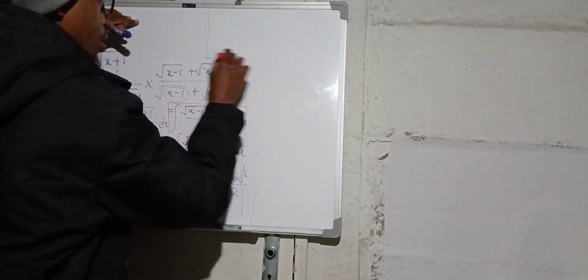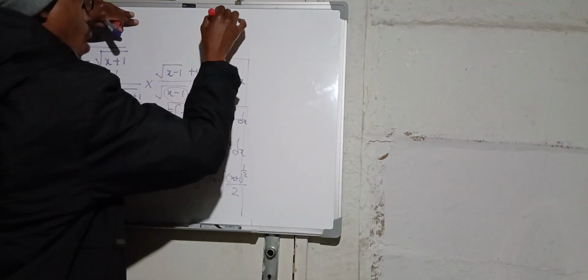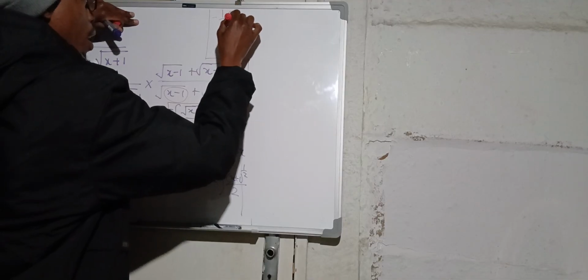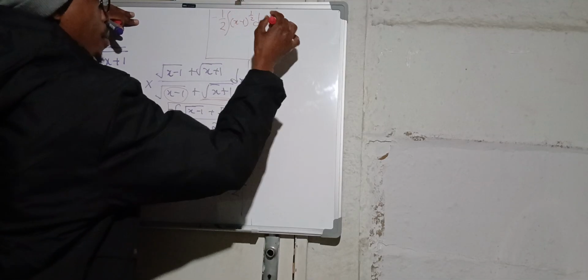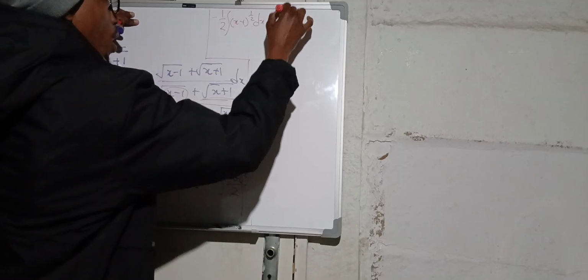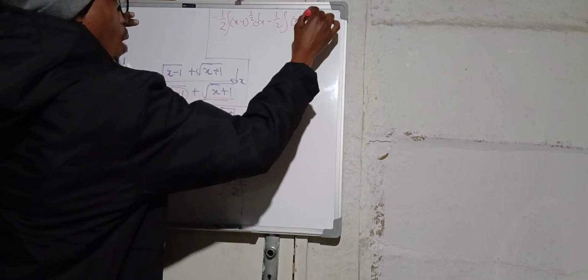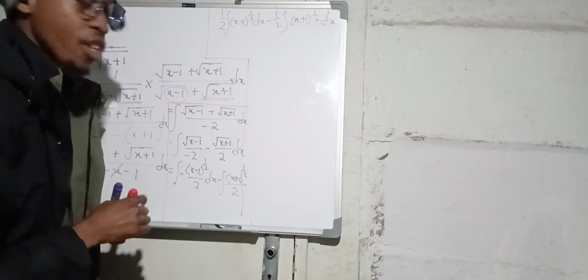Can just do it this way. I know it's going to be shortened as we go further. Negative 1 over 2 integral of (x minus 1) to the power of 1 over 2 dx. Similarly, here I'm going to say minus 1 over 2 integral of (x plus 1) to the power of 1 over 2 dx. And then now I'm going to integrate.